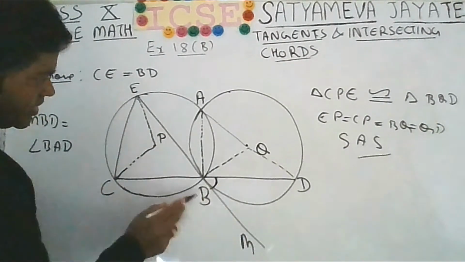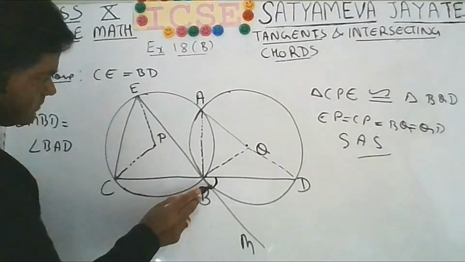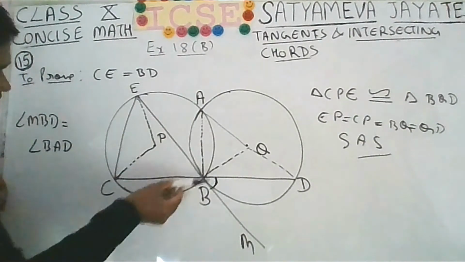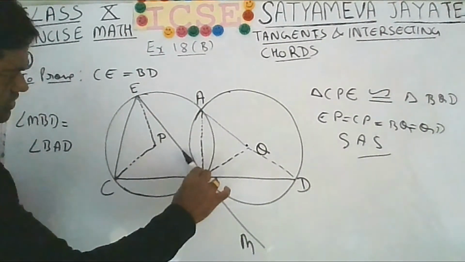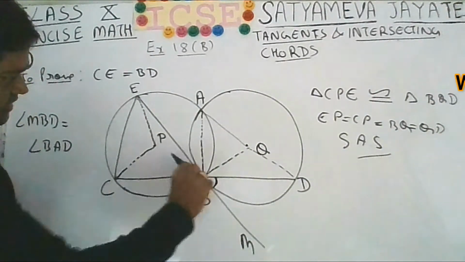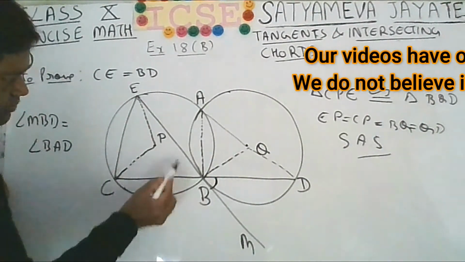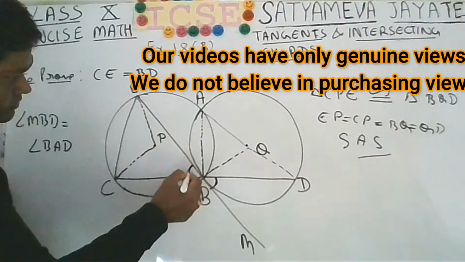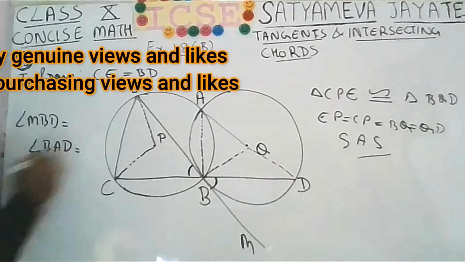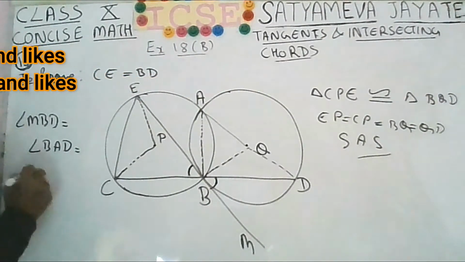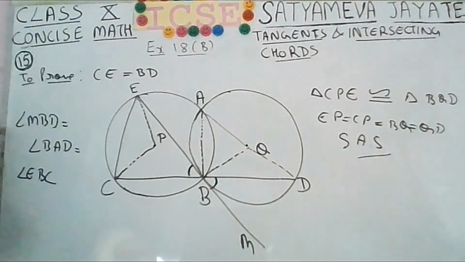Angle MBD will be equal to its vertically opposite angle. So for the vertically opposite angle, you can understand that CBD is a line segment, and EBM is also a line because it is a tangent. So these two lines are intersecting at the point B, so its vertically opposite angle will be this angle, angle EBC. So from these two you can understand that angle BAD will be equal to angle EBC.